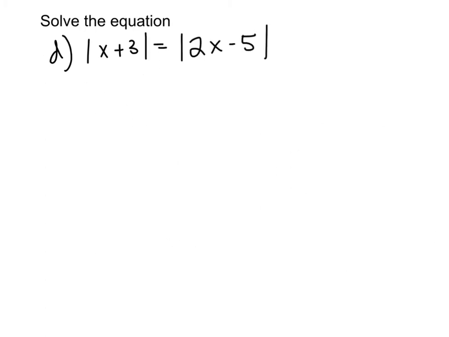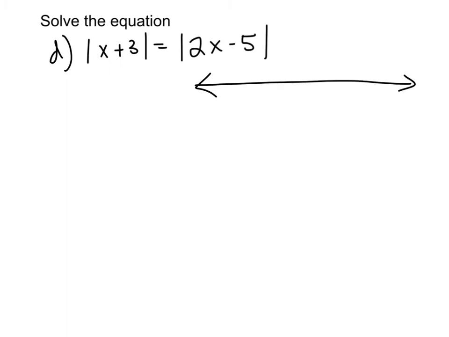Okay, moving on to a new example. This one is different in that it has the absolute value on both sides of the equation. So we're not able to isolate the absolute value. Well, it is already isolated. This one is already isolated, and this one is already isolated. There's nothing outside of the absolute value, which is important. Okay, so how are we going to go about doing this one?